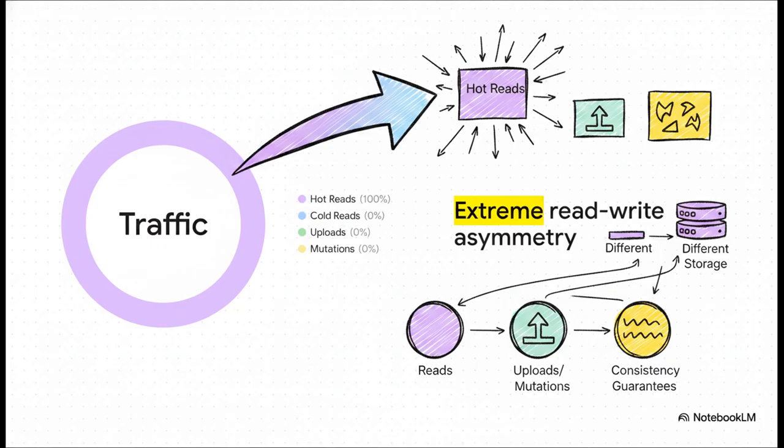the write paths. When a principal engineer looks at a system like this, they don't immediately start sketching out a database schema. They realize that the 4 main paths, hot reads, cold reads, uploads, and mutations, have to use entirely different domains, completely different storage, and have totally different consistency guarantees if they are going to scale.